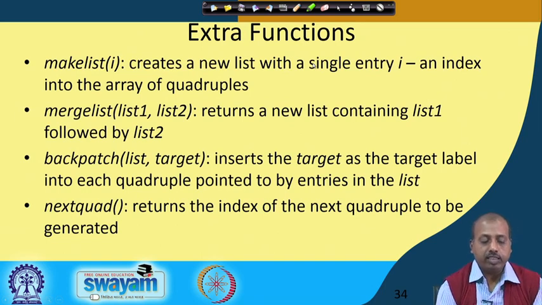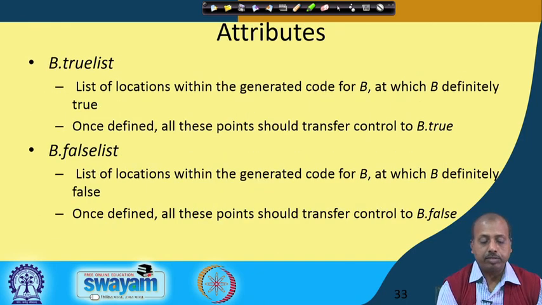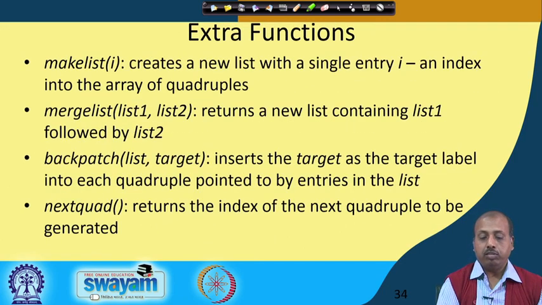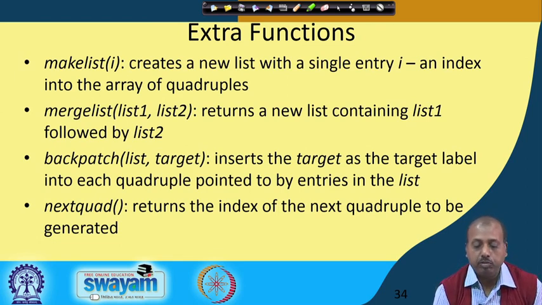Some more functions are also necessary, like makelist(i). It creates a new list with a single entry i, which is an index into the array of quadruples. Some slides earlier we said that generated code is visualized as an array of quadruples. So, here also makelist(i) is an index into that array of quadruples. Then merge(list1, list2) returns a new list containing list1 followed by list2. So, this is the merging of two lists.